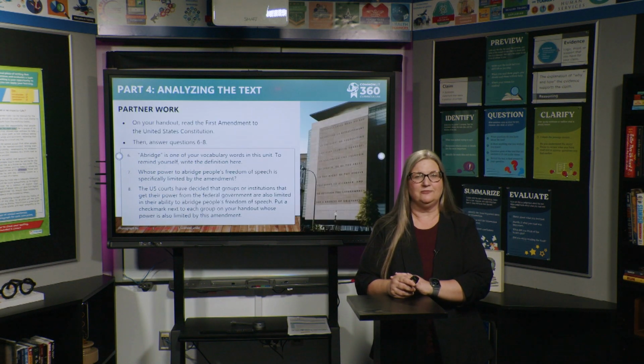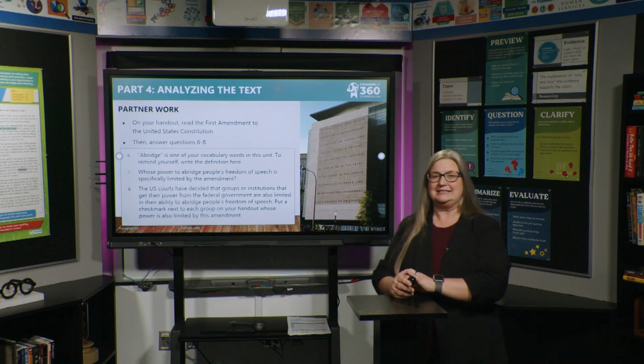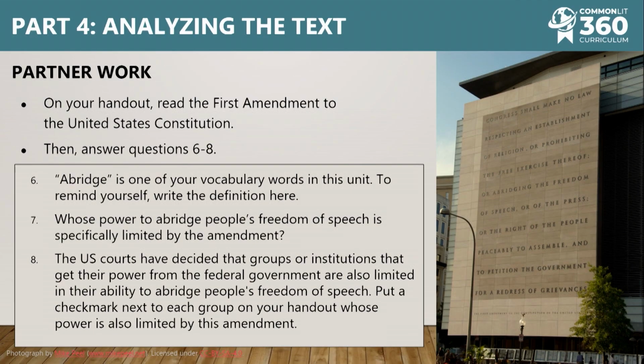So what about part 4? Let's look at analyzing the text. On your handout, I want you to read the First Amendment to the United States Constitution. That is the actual wording of the First Amendment. I want you to read that, and then I want you to answer questions 6 through 8. And then after you answer questions 6 through 8, discuss those with your partner.